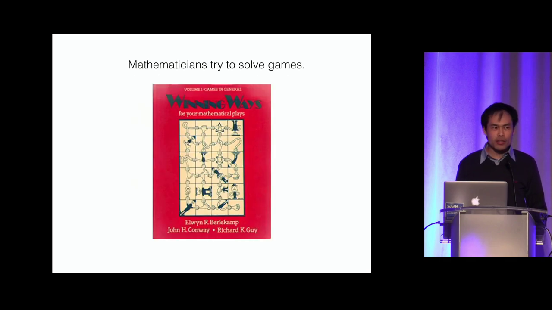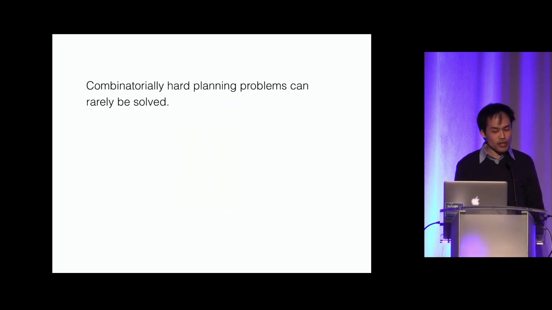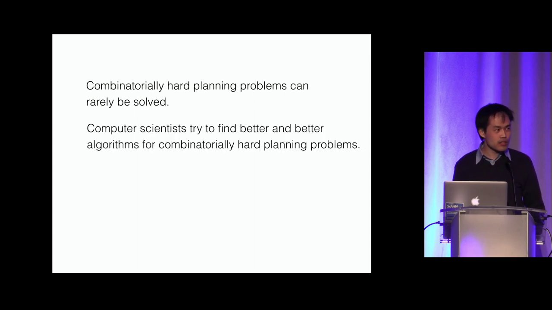Who knows this book? Okay. So it's written by mathematicians who essentially did recreational mathematics, which is they solved games that people play. But combinatorially hard planning problems can actually rarely be solved. So that's where computer scientists come in. They try to find better and better algorithms for such combinatorially hard planning problems.